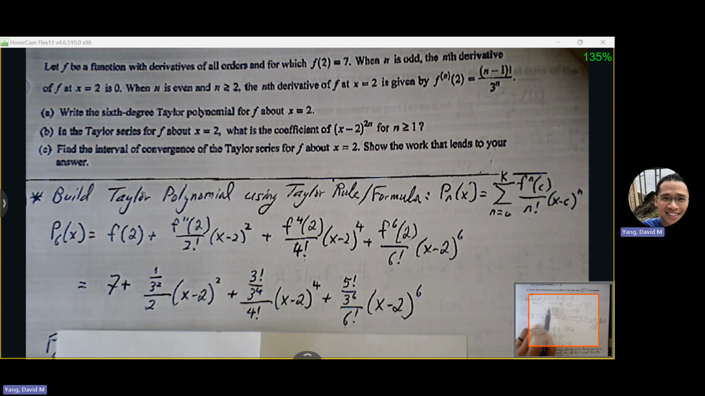There's a formula that allows us to fill in that numerator portion of our Taylor polynomial.